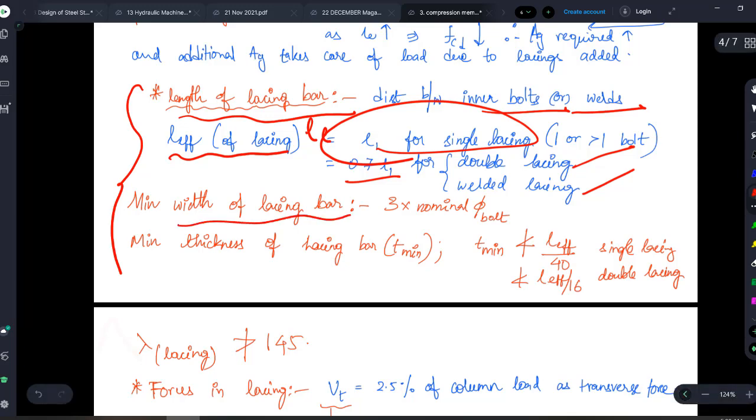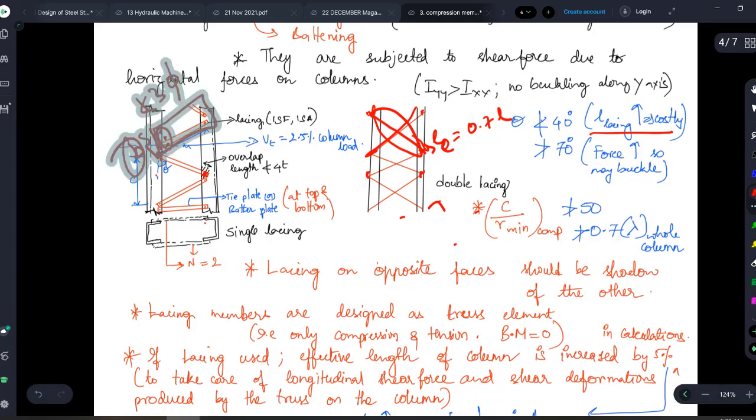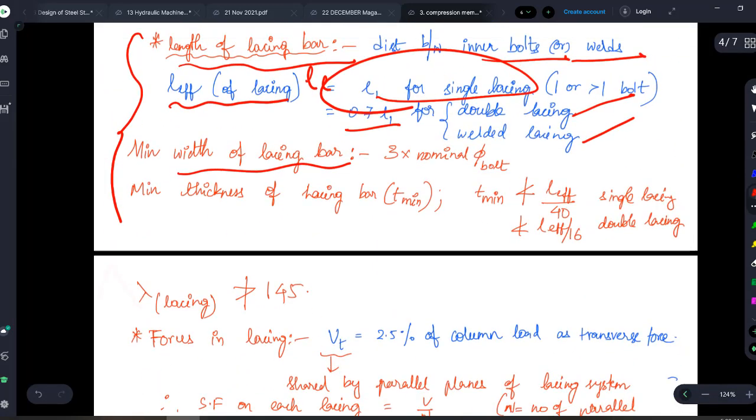What is the minimum width of a lacing bar? Minimum width means this width. So the minimum width whatever you have here, it should not be less than 3 times the diameter of bolt. So minimum 3 bolts should be able to fit here. It doesn't mean you are giving 3 bolts, even 1 bolt is enough. It depends on the condition. We will design how many bolts are required for each lacing at the end of this topic. But for now, the minimum width should be greater than 3 times the diameter of your bolt. So that is the second clause you have to remember for your objective purpose.